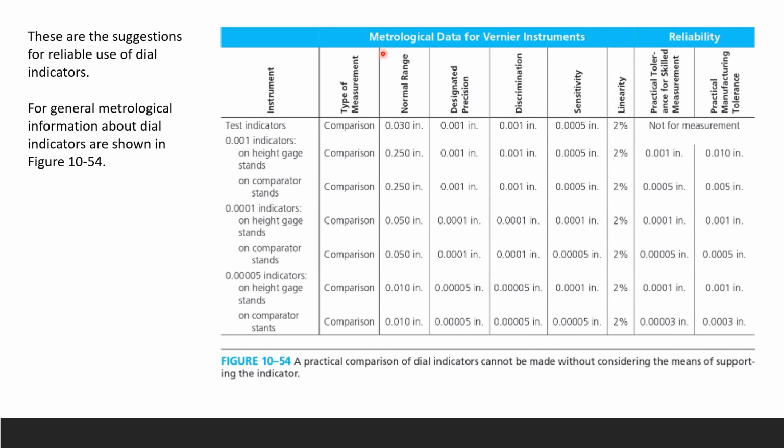Another table right here is the metrological data for your vernier instruments, and here is your reliability. General metrological information about dial indicators is shown right here, and you only get the general information. A practical comparison of dial indicators cannot be made without considering the means of supporting the indicator. Type of measurement, range, precision, discrimination, sensitivity, linearity. For reliability and practical tolerance, we take a look at it, especially for professional measurement, and we also look at the practical manufacturing tolerance.